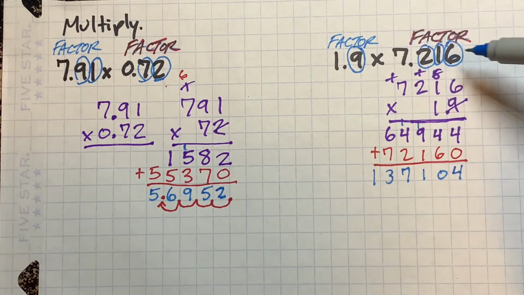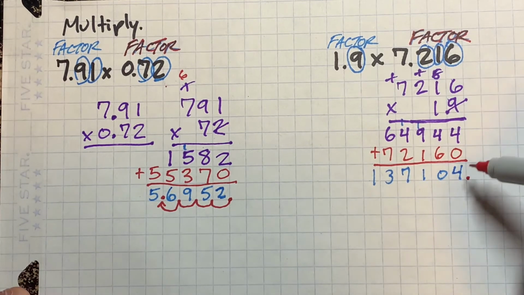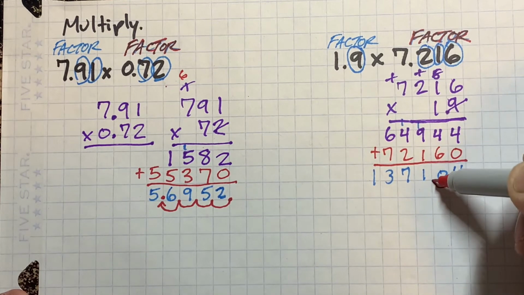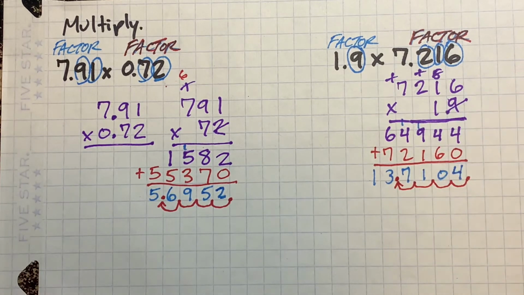1, 2, 3, 4. So from here, you would go from the far right, like any whole number made into a decimal. You just go from the far right and go that many places to the left. So count 1, 2, 3, 4, and plug in your decimal point there. And that's all there is to it.